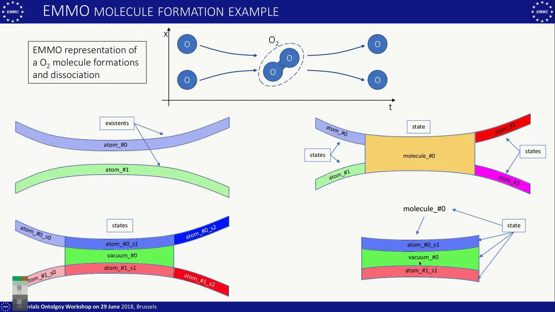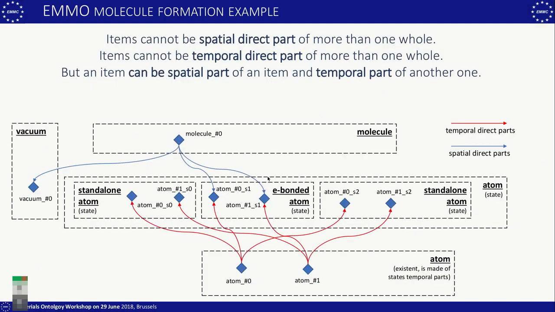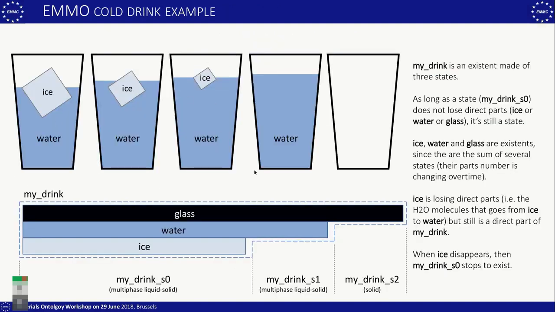And the molecule itself can be seen as a collection of states: atom 0 state 1, vacuum 0, and atom 1 state 1. In this way, we can express the molecule and the atom using temporal parthood and spatial direct parthood in a very unique, complete and generic way, so that we can have a hierarchy in which atom 0 and atom 1 do not share anything. This is another example of the difference between state and existent.